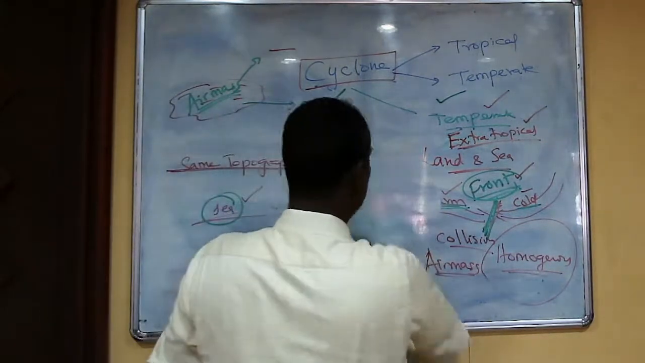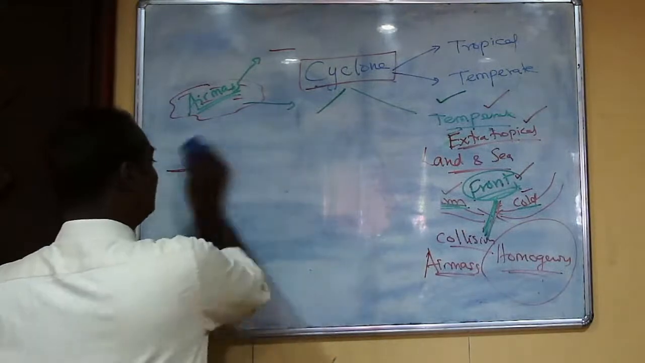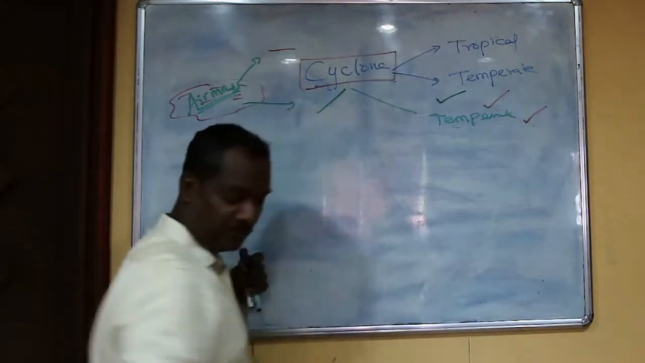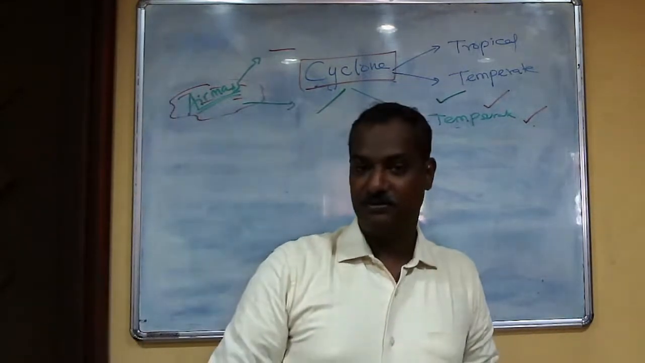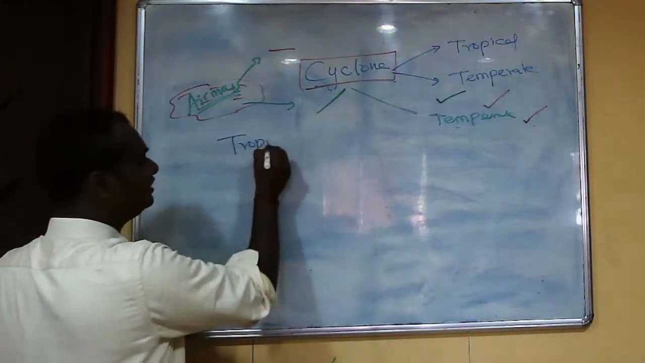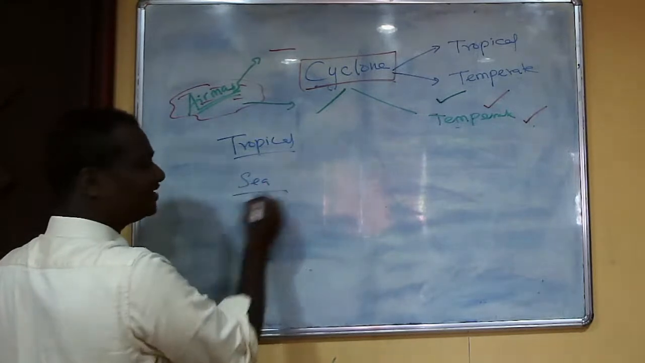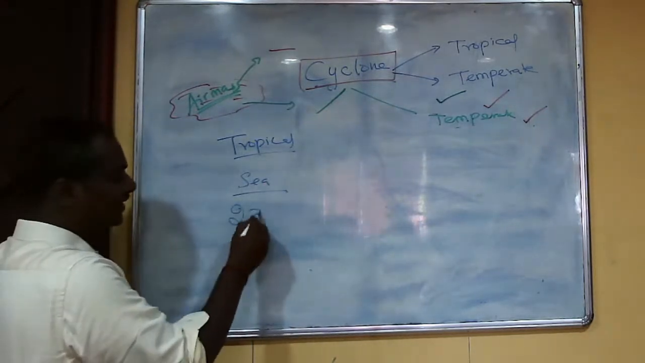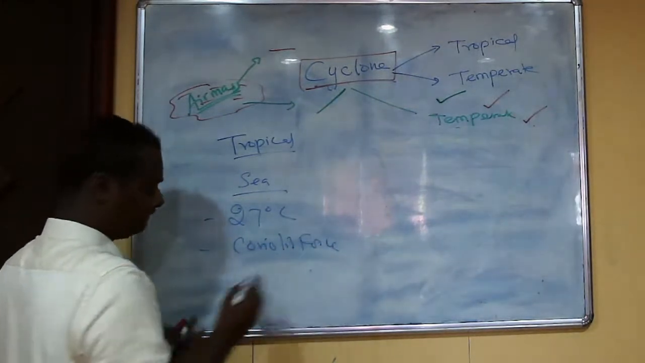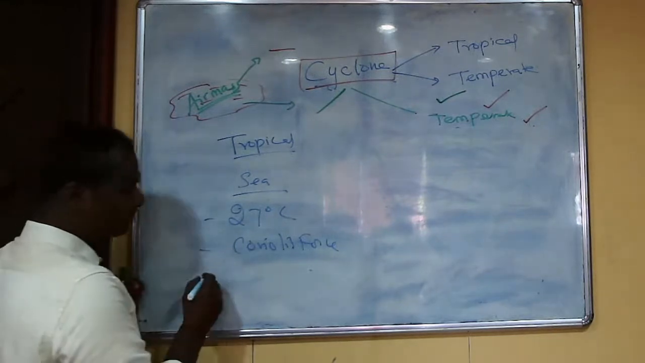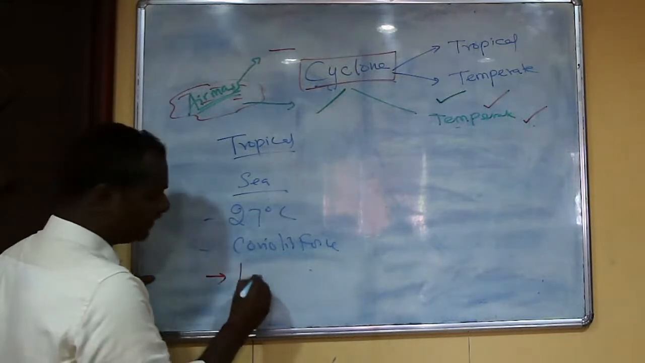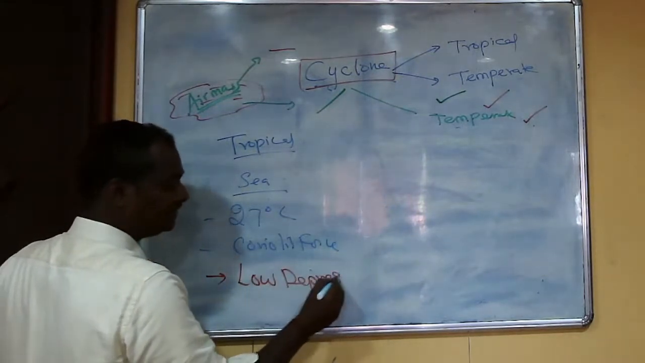Okay. So far what we know: tropical cyclones are formed in the tropical region. Temperate cyclones are formed in the temperate region. Tropical cyclone is formed only in the sea. And what are the conditions there? 27 degree Celsius, Coriolis force, then low depression. These are the three conditions.